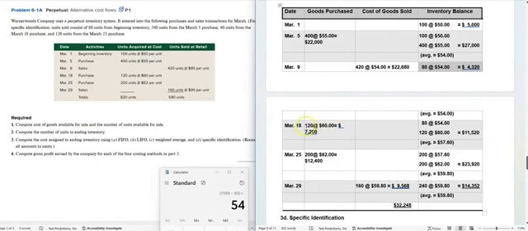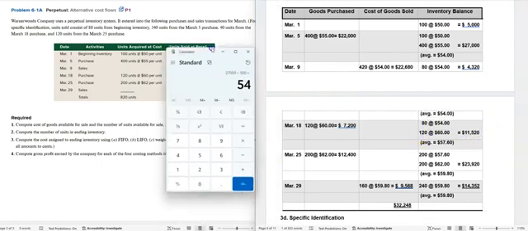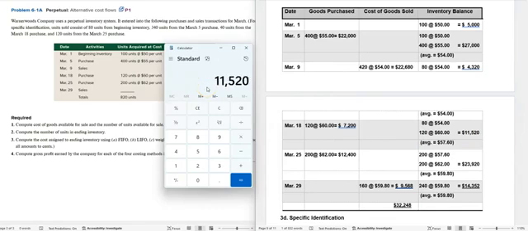On March 18th, I made another purchase. Whenever I make a purchase, it is going to affect the average cost of my inventory on hand. When I made that purchase, my inventory went from 4,320 increased to 11,520. My new number of units is 200 units. So 11,520 total inventory cost divided by 200 units. My new average is 57.60 per unit.